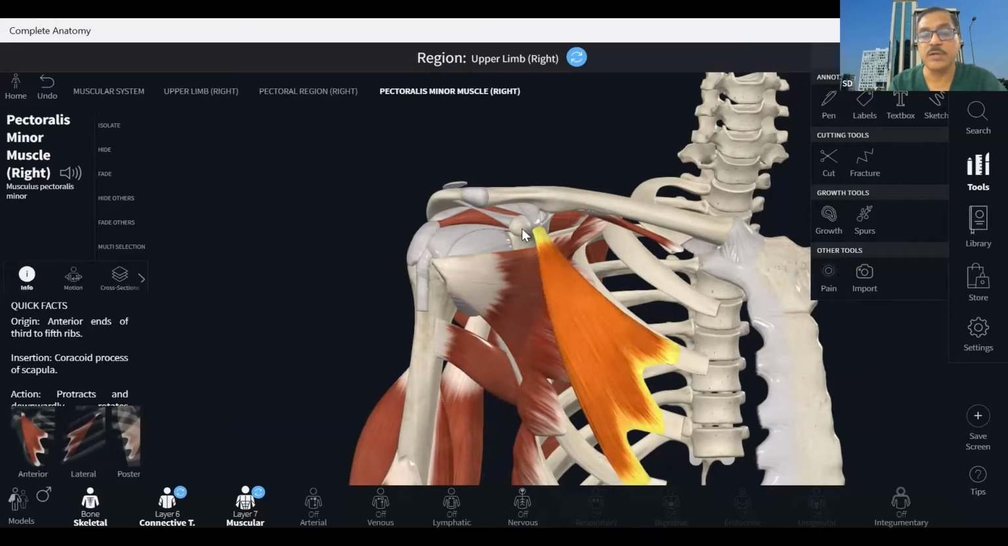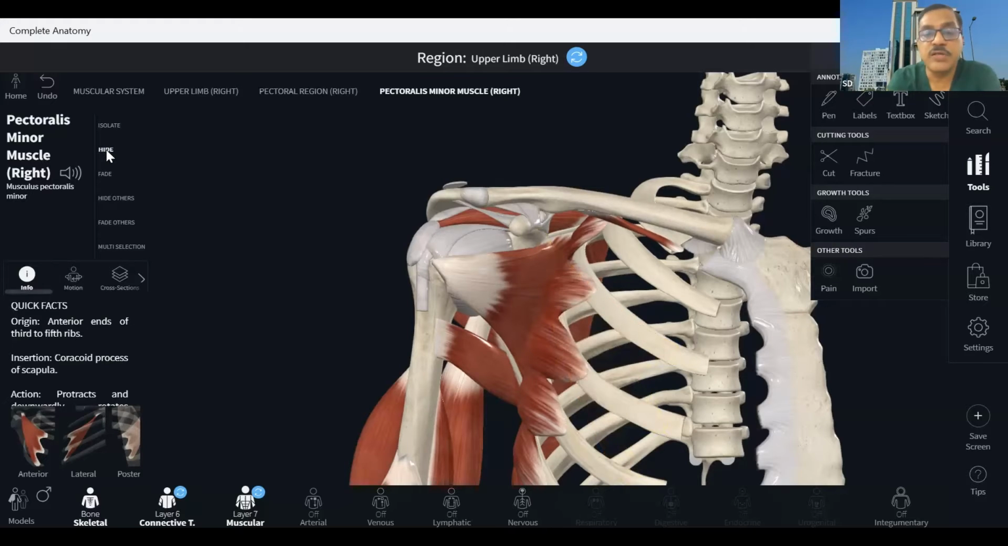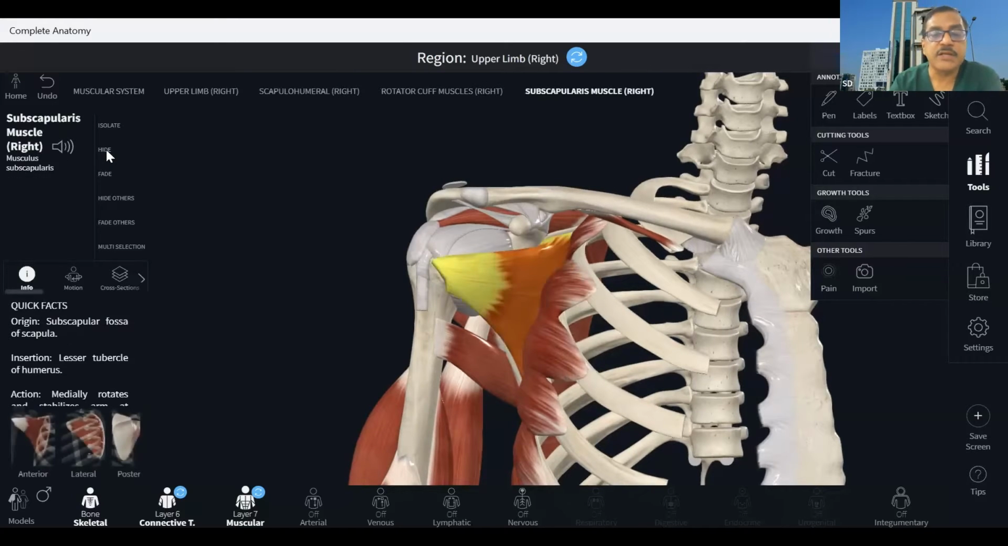As I told you, 3 important muscles is getting originated. One is your pectoralis minor and 2 was coracobrachialis and the short head of the biceps. So I'm removing this muscle. So here, this muscle is your subscapularis muscles. So these subscapularis muscles getting originated from the anterior surface of the scapula and attached at the lesser tubercle.